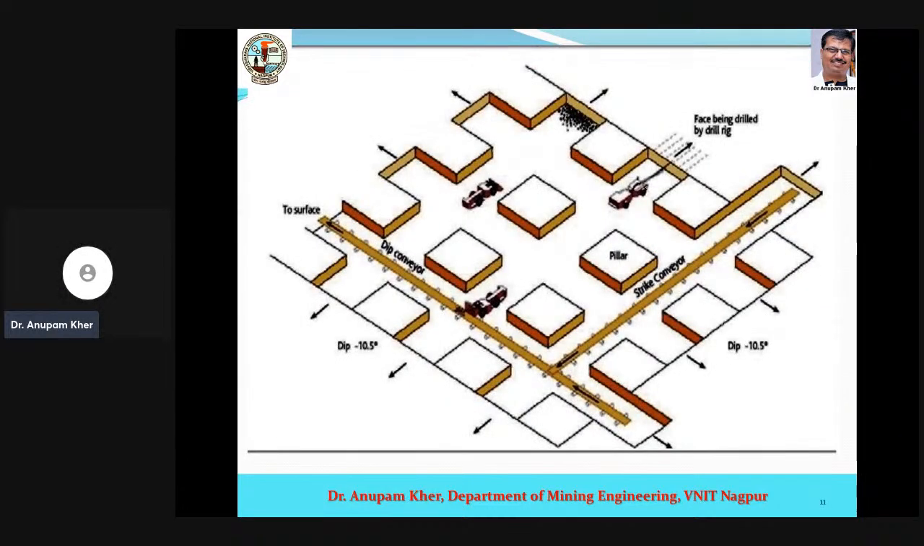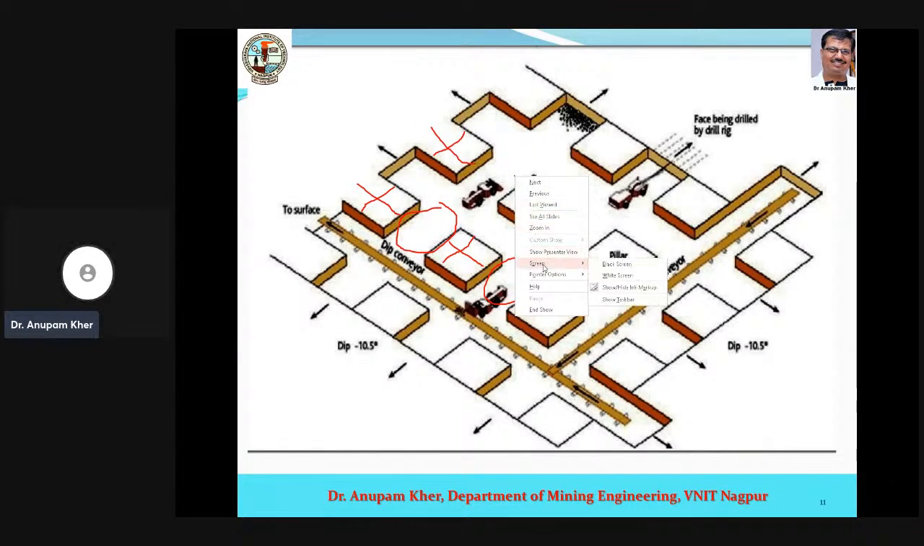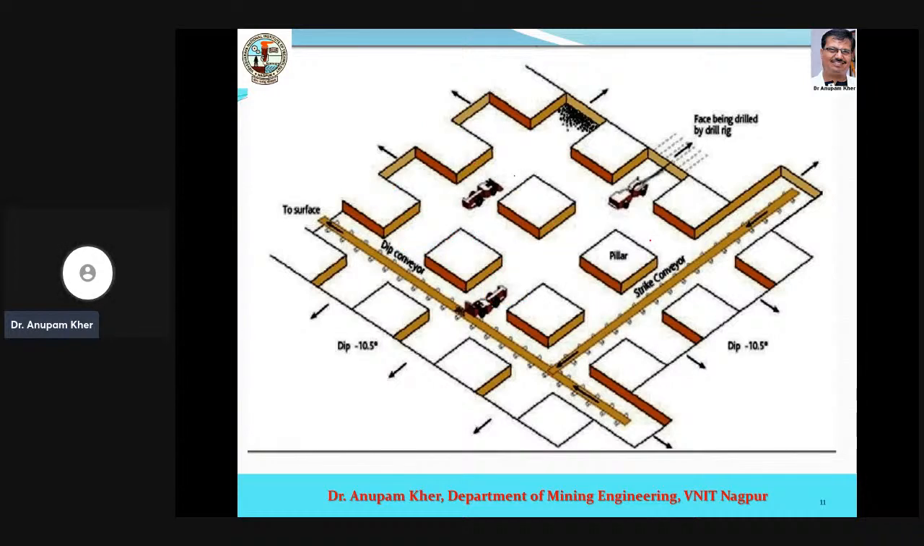Okay, this is again a wonderful picture of room and pillar. As you can see, these are the open spaces, these are the rooms, and these are the pillars, the square pillars that are left. Okay, first the rooms are created and then the pillars are extracted in the later stage. That is called room and pillar. Again, the advancement is in the frontal direction. This also comes under the category of breast stoping.